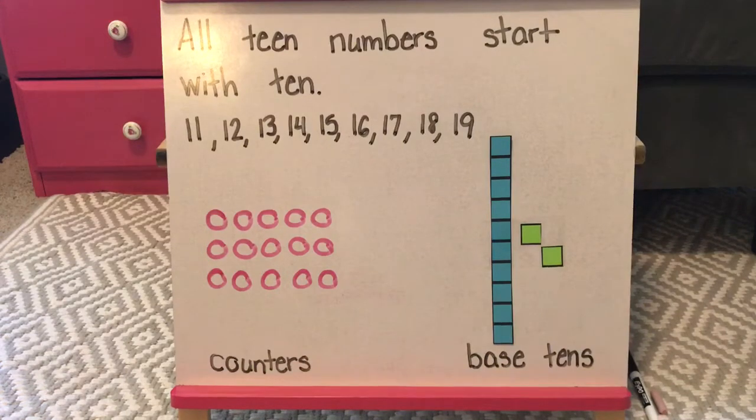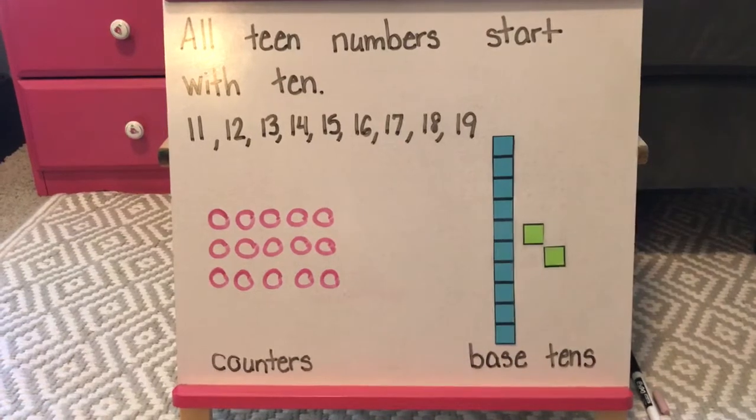Now, we've talked about different ways that you can show numbers. You can show them by using counters, by using base tens or tens rods or 10 sticks and ones cubes, and 10 frames. So today we're going to talk about how we can look at our teen numbers and use base tens to make them.